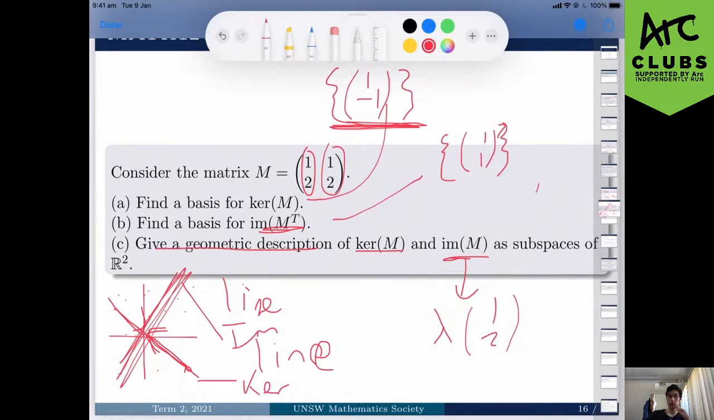Cool. Okay. The question basis is just the column space. No.